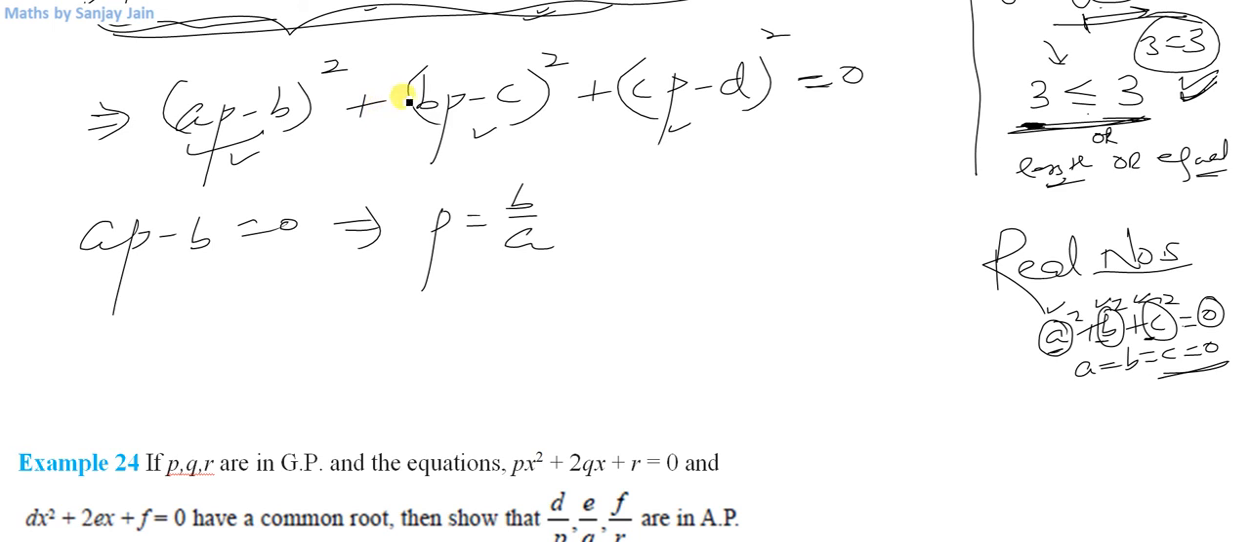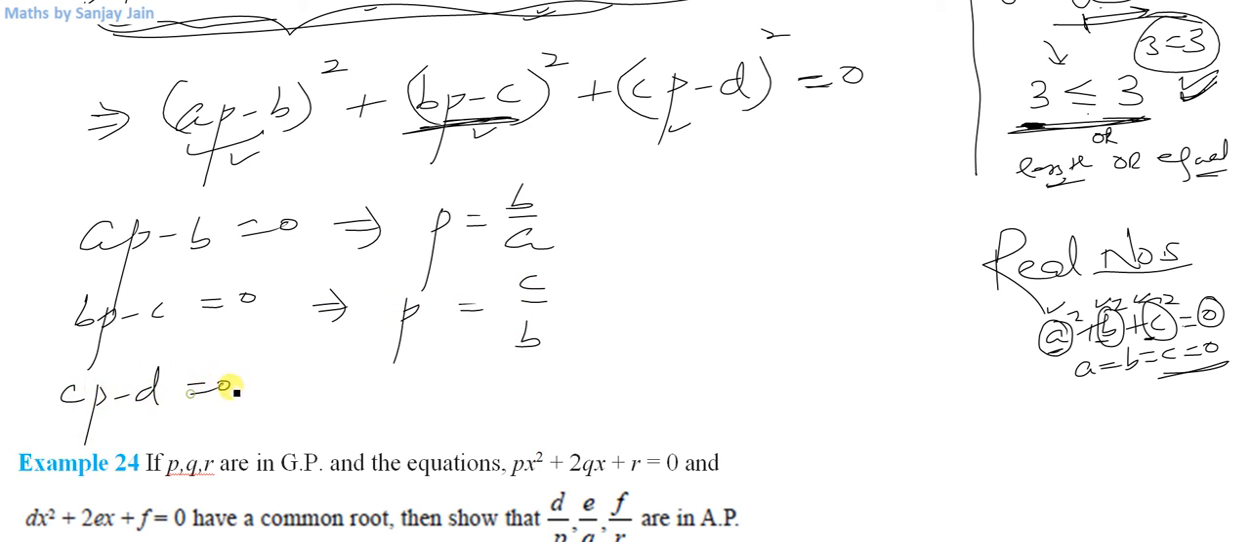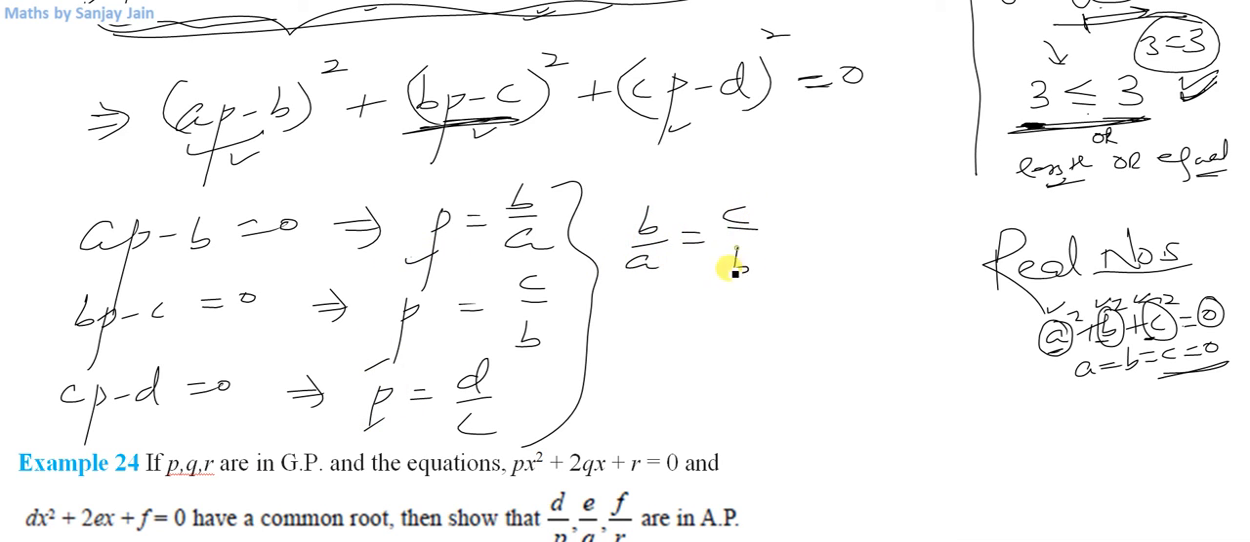Alright. And bp minus c is equal to 0. That means p will be equal to c by b, and cp minus d is equal to 0. That means p will be equal to d by c. Now these three are all equal to p, so b by a is equal to c by b is equal to d by c.